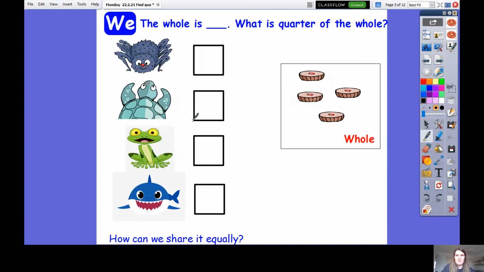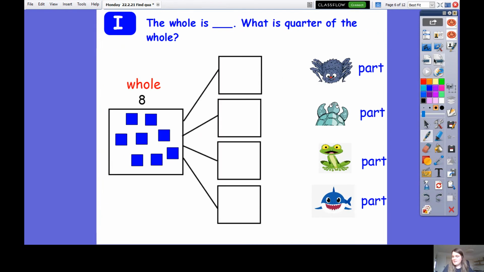Fantastic. Well done, everyone. So when we shared it out, we found that everyone had just 1 cookie. Did that share it equally? Yes, it did, because they all had the same amount. Fantastic. So what we're going to do now is we're going to use a part-whole model to help us do that. Okay, so I'm going to get this part-whole model.